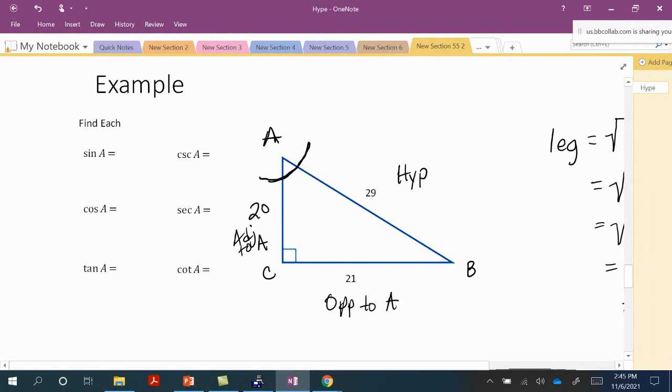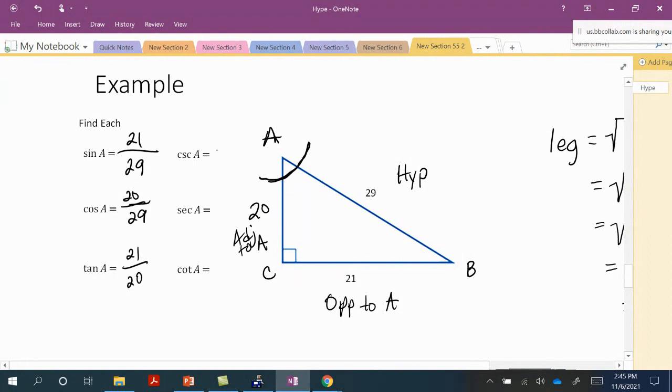So now we're going to write out our trig functions. From Chief Sokotoa, we know that the sine is equal to the opposite, which is 21, over the hypotenuse, which is 29. We have the cosine, which is the adjacent over the hypotenuse. The adjacent length is 20, and our hypotenuse is 29. And then we have our tangent from Chief Sokotoa as the opposite over the adjacent. So we have 21 over 20.